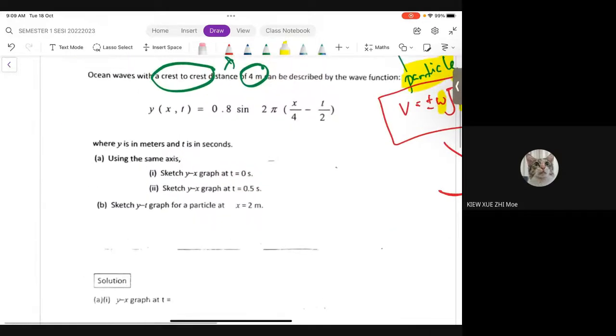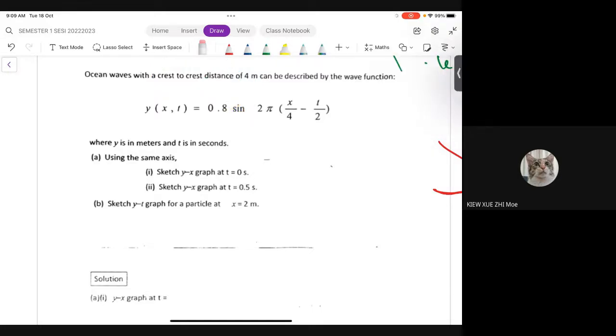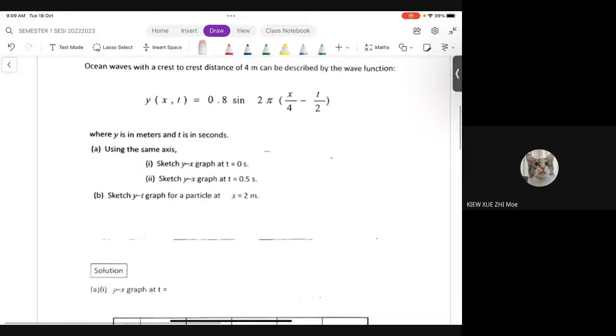Okay, so they give you formula y(x,t) equals to 0.8 sin 2 pi. So if you look at here, your sign here is not a bracket. Dia tidak start dengan bracket. So what we need to do, you kena kembangkan. So bila dia tak start dengan bracket, tak boleh pakai formula tu. So you kena kembangkan that formula lah. So I kembangkan formula ni.